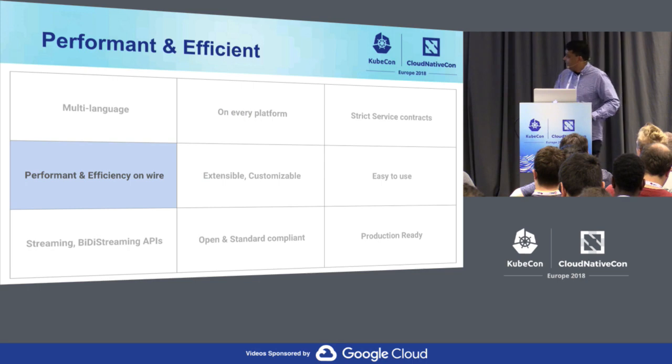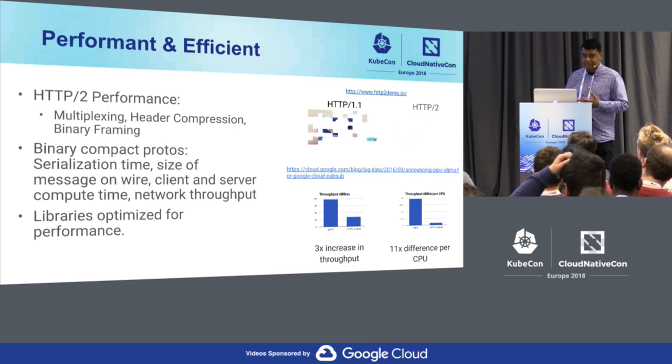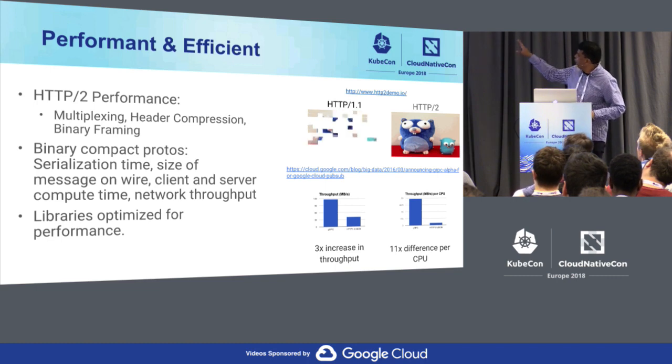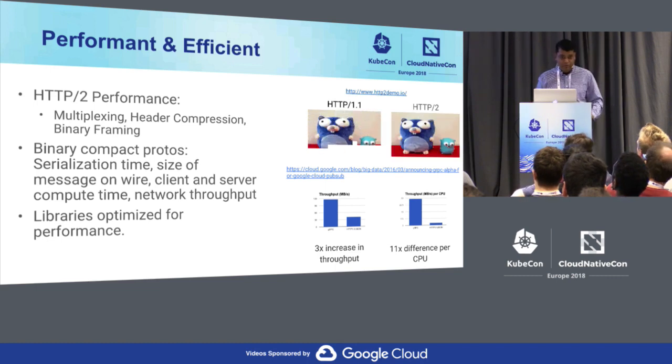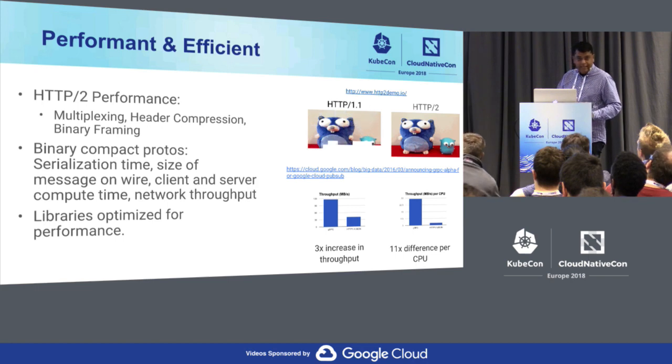gRPC gives you performance and efficiency on the wire. So gRPC is based on HTTP2, and HTTP2 has several benefits over HTTP. And this quick demo developed by the HTTP2 demo guys just visually shows what type of performance benefits you get because of multiplexing and binary framing, etc. It has binary protos which are compact, so size on the wire is much smaller.